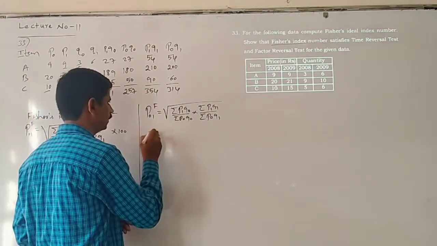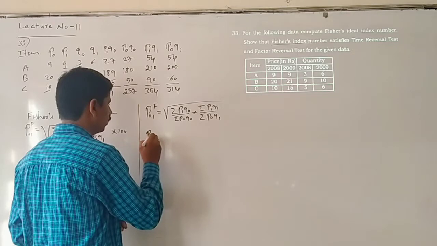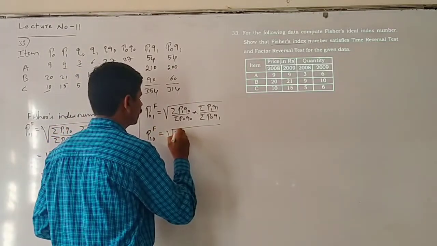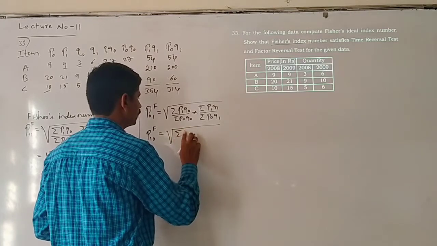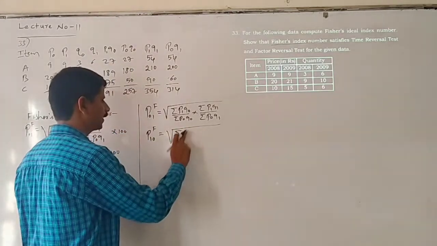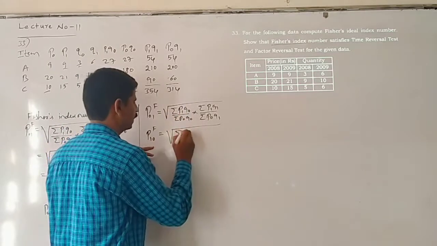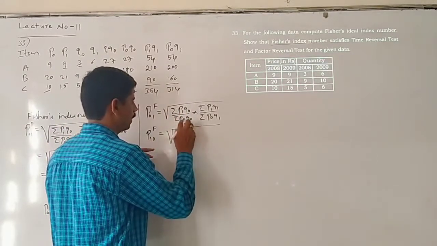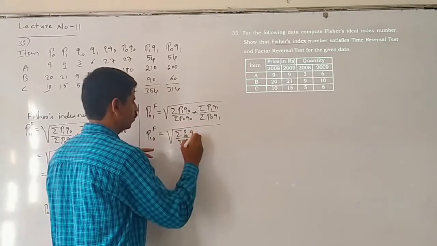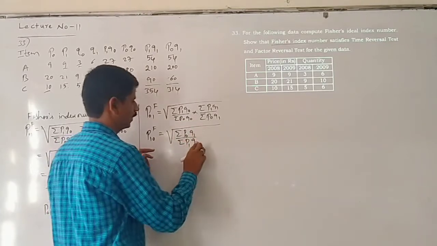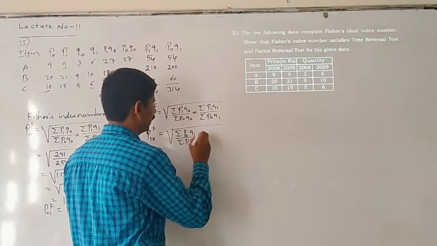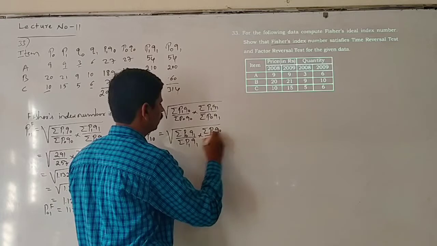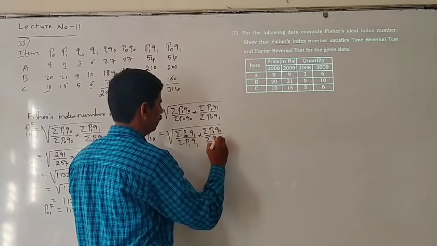The next one, P10F is under root of sum of P0 Q1 divided by sum of P1 Q1, into sum of P0 Q0 by sum of P1 Q0. First we have to interchange base and current, current to base. Where 1 is there, we have to take 0, and where 0 is there, we have to take 1.